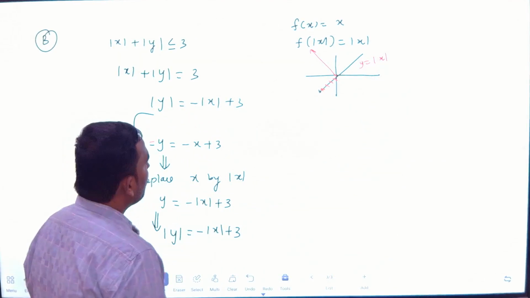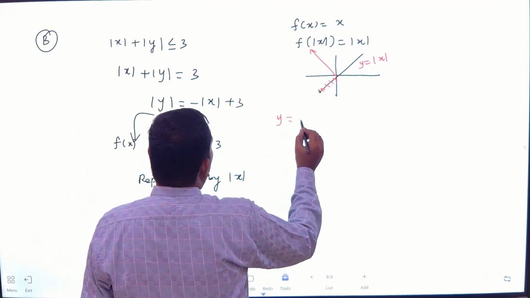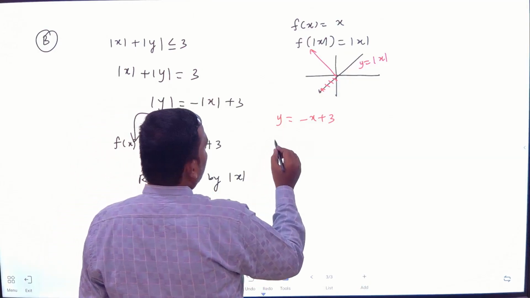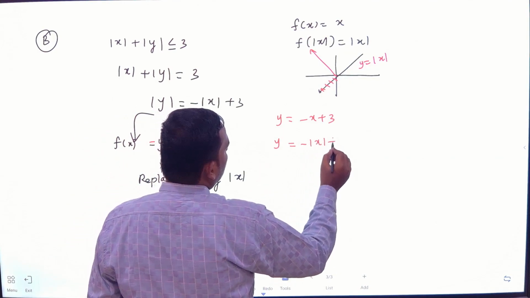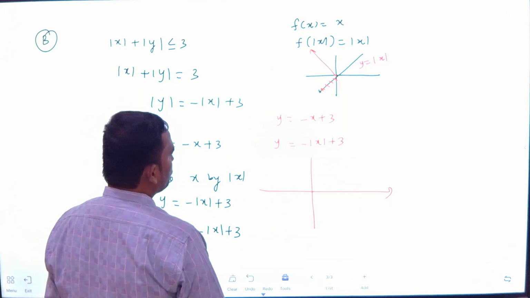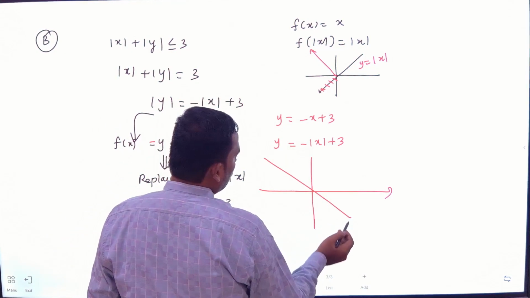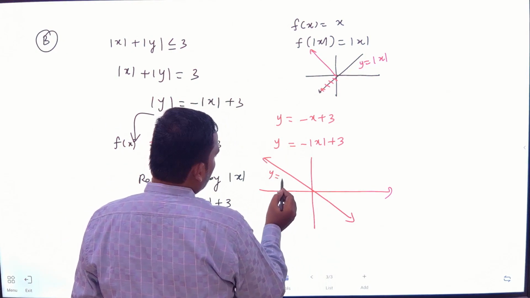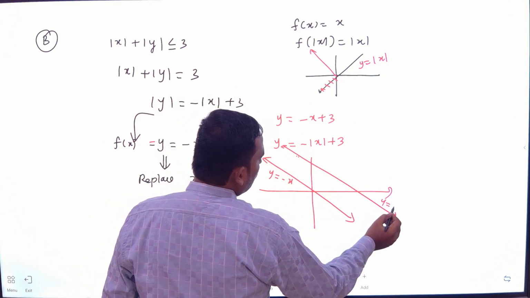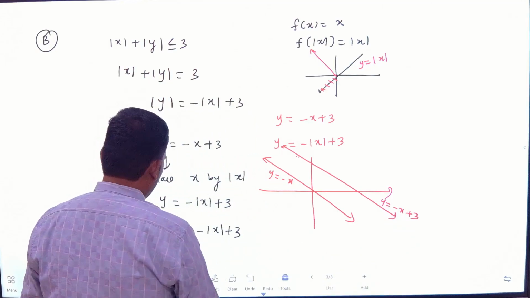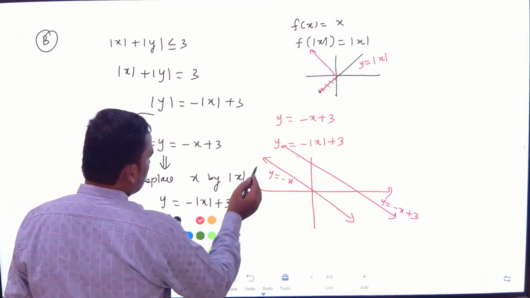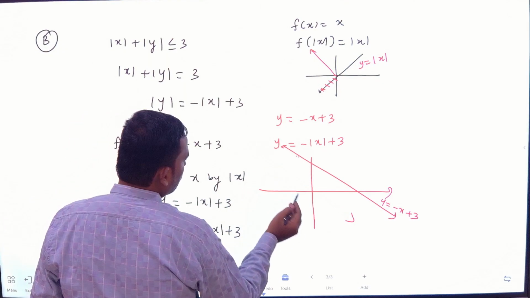Understood? The same way here you can see y is equal to minus x plus 3 is there. Just replace x by mod x, right? Then what will we get? Minus mod x plus 3. So first you can see y is equal to minus x graph, and plus 3 means you shifted 3 units up, y is equal to minus x plus 3, right. First you remove this one. Yes, you have to remove this completely.